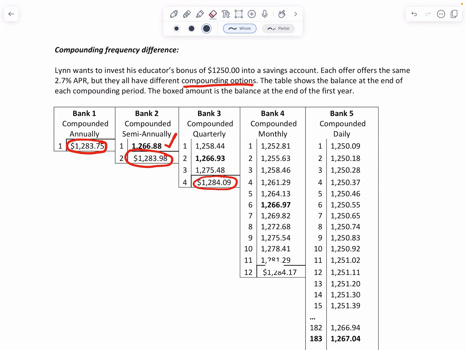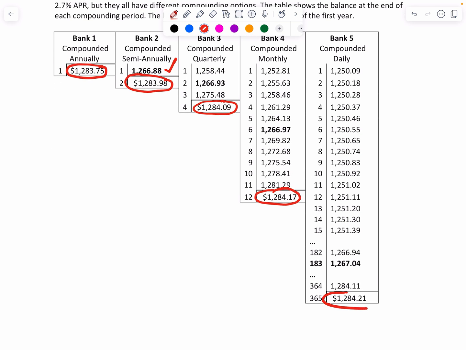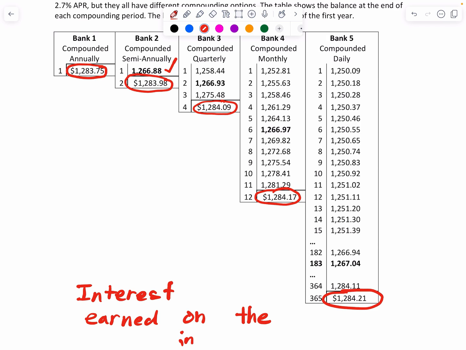Bank four, even bigger. And bank five, even bigger. Now it's not a ton more money, but also when we're talking about investing $1,200 is not very much money either. So keep in mind that the more often it's compounded, the higher the ending balance will be because it's earning interest on the interest. Okay, that's the whole idea with compound interest.